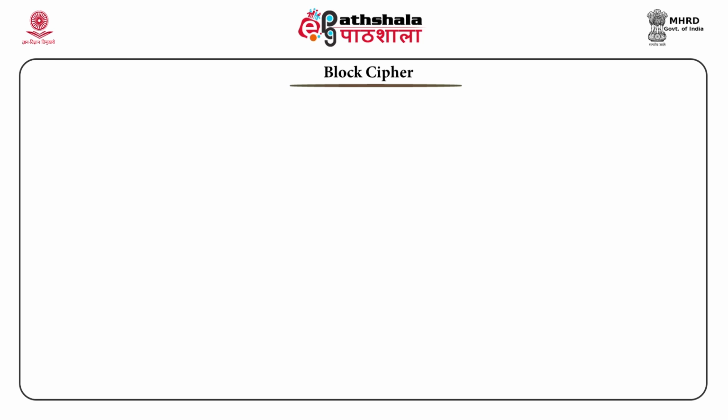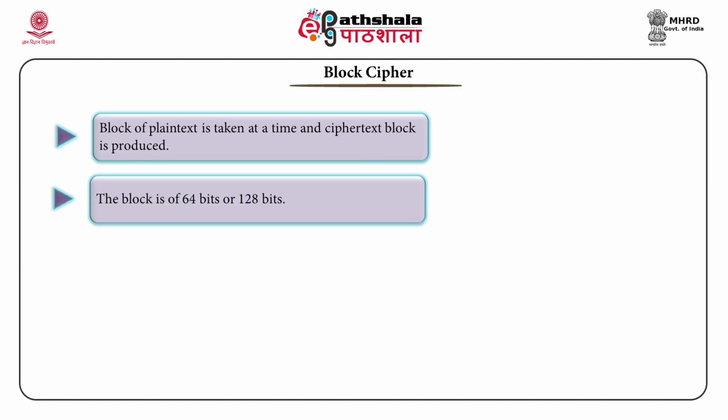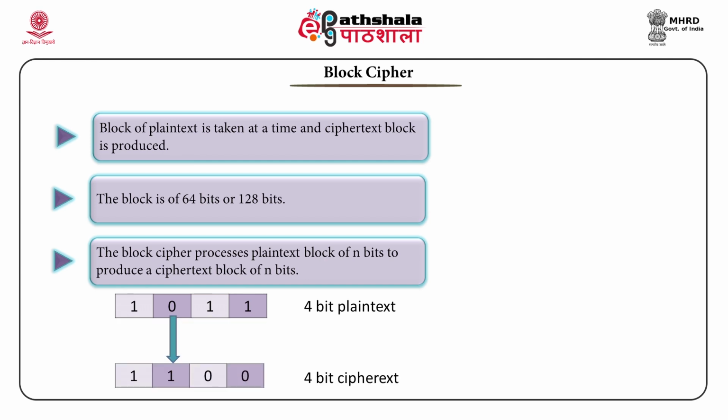In a block cipher, a block of plain text is taken at a time and a ciphertext block is produced. Block length is usually 64 bits or 128 bits. A block cipher processes a plain text block of n bits to produce a ciphertext of n bits. For example, the 4-bit plain text 1011 is taken, and the ciphertext generated is 1100. The observation to make here is that the length of the plain text and ciphertext is the same.